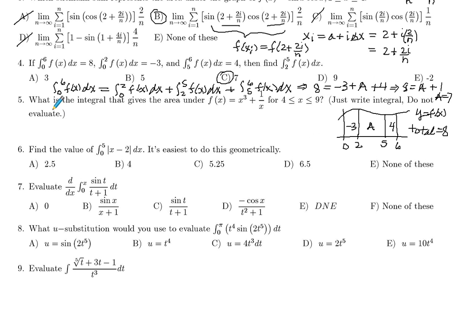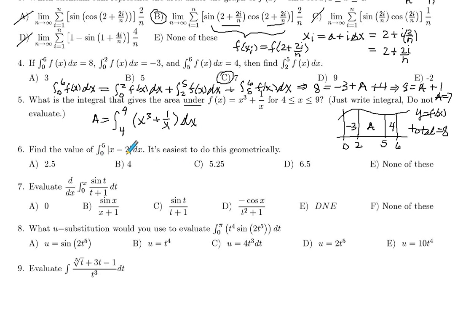All right, and number 5, they just want us to write the integral that gives the area under x cubed plus 1 over x from 4 to 9. Okay, well, definite integral is signed area. So our area is just going to be the integral from 4 to 9, starting at 4, ending at 9, of this function, x cubed plus 1 over x with respect to x. Now, if this was area in between two functions, then we'd have a little bit more work. But this is just area underneath one function, and the definite integral is signed area.